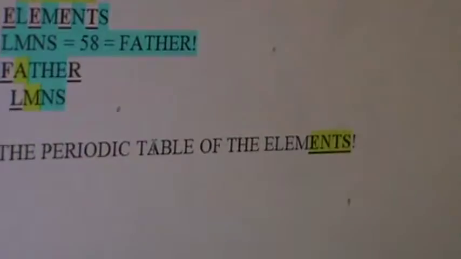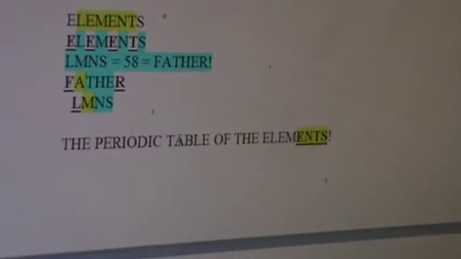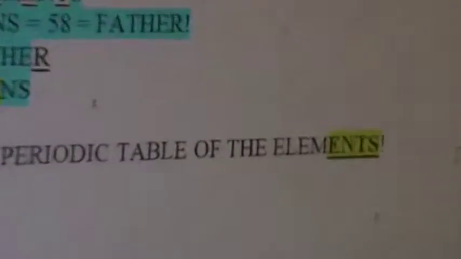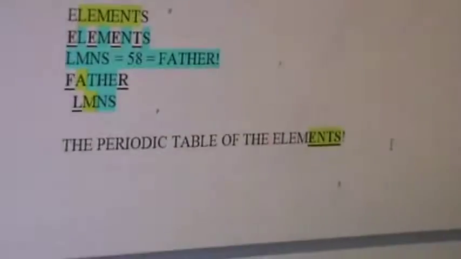The periodic table of the elements. And then now you can compare these letters ENTS with Father. Oh man, this is going to blow your mind. This is going to blow your mind at how Father gets the final period on the periodic table of the elements. Are you ready for this one? So watch this. It's pretty simple. Put Father on top of ENTS. Well, it's staring you in the face.